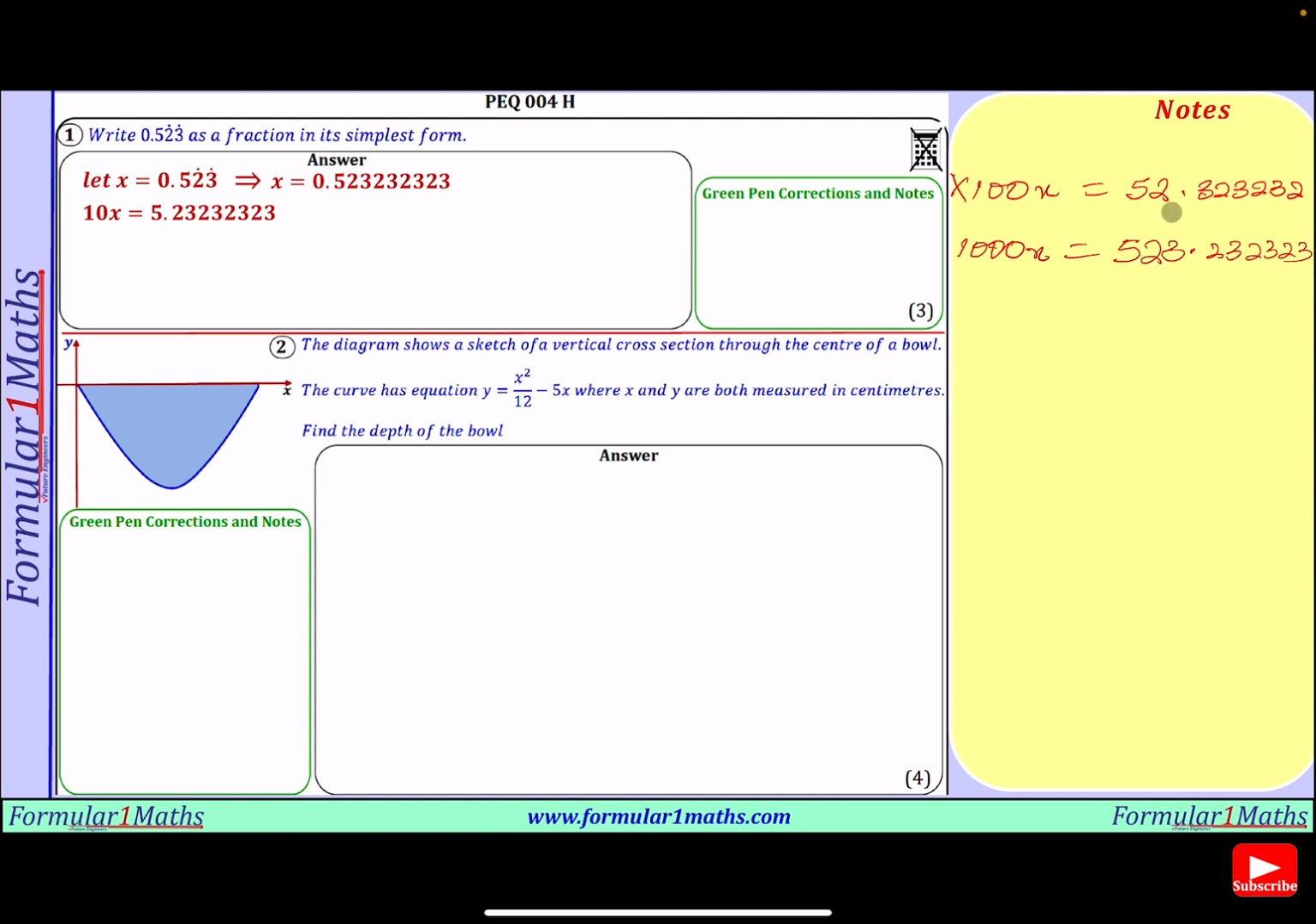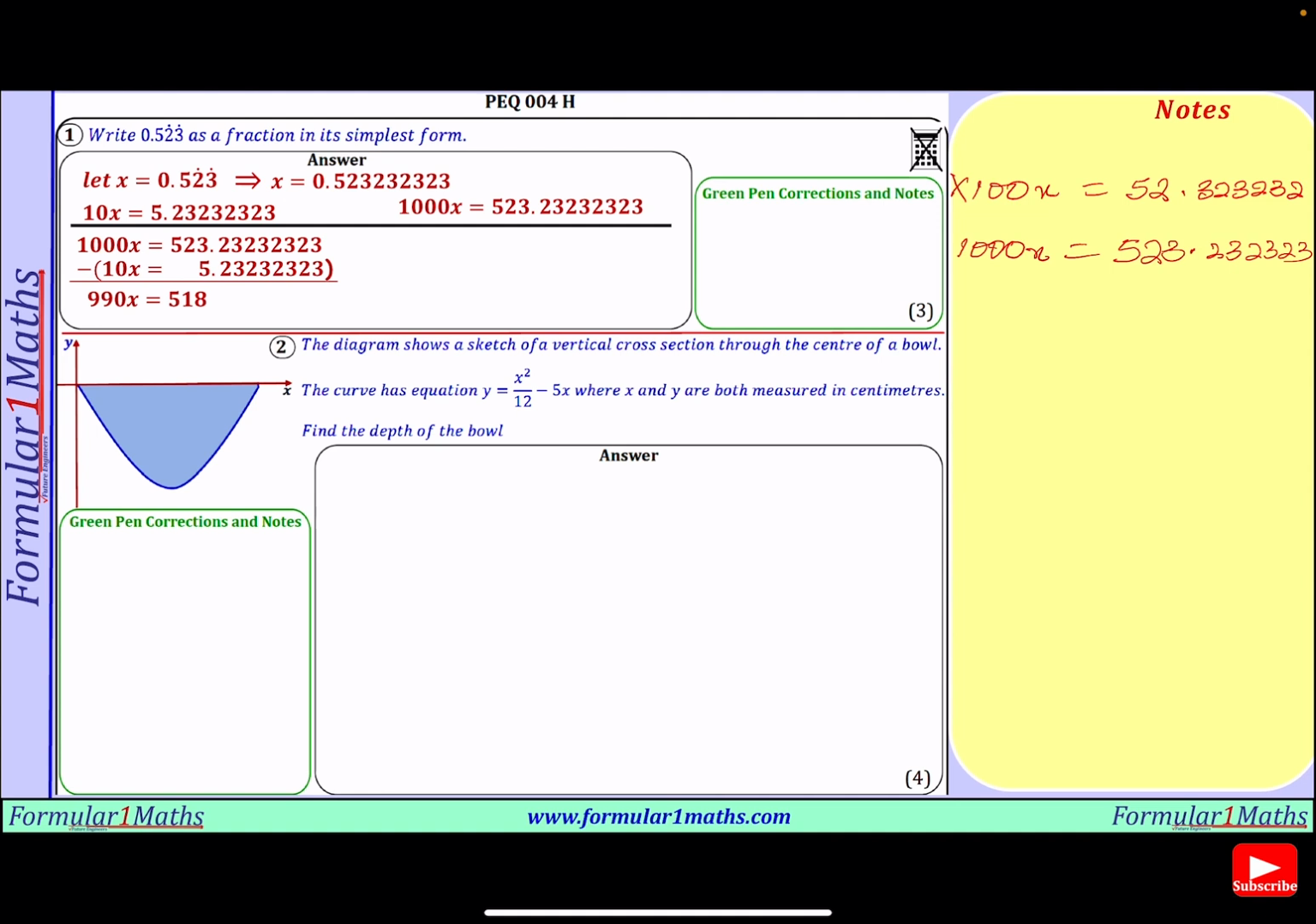So on this occasion, 100 times x does not work, but 10x and 1000x works. So we're going to use these two to solve our equation. So how do we do that? We will go and subtract 10x from 1000x, like this. When I do my subtraction, I will get 990x on the left-hand side, and then 518 on the right-hand side.